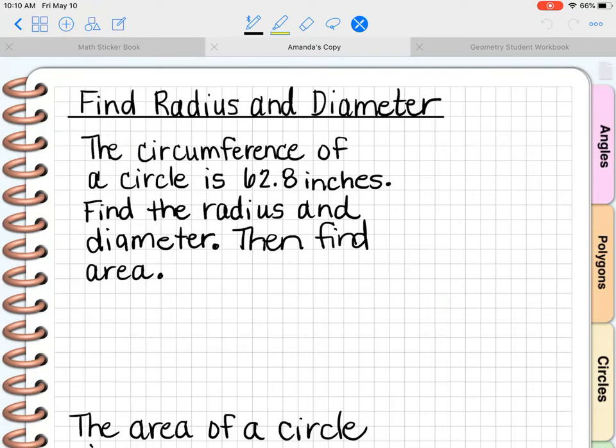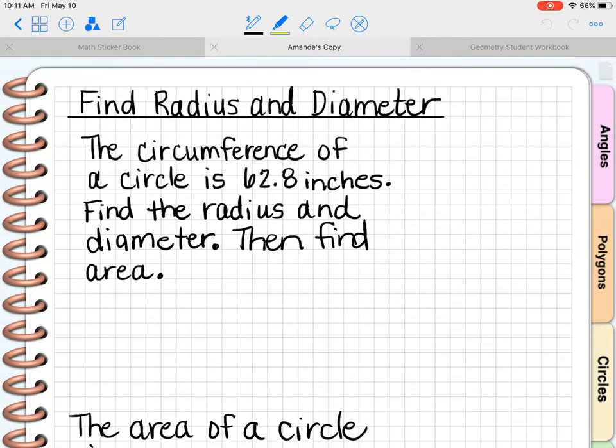The circumference of a circle is 62.8 inches. Find the radius and diameter, and then find the area. Okay, this is not an easy problem. This is going to involve several steps and some very close reading.